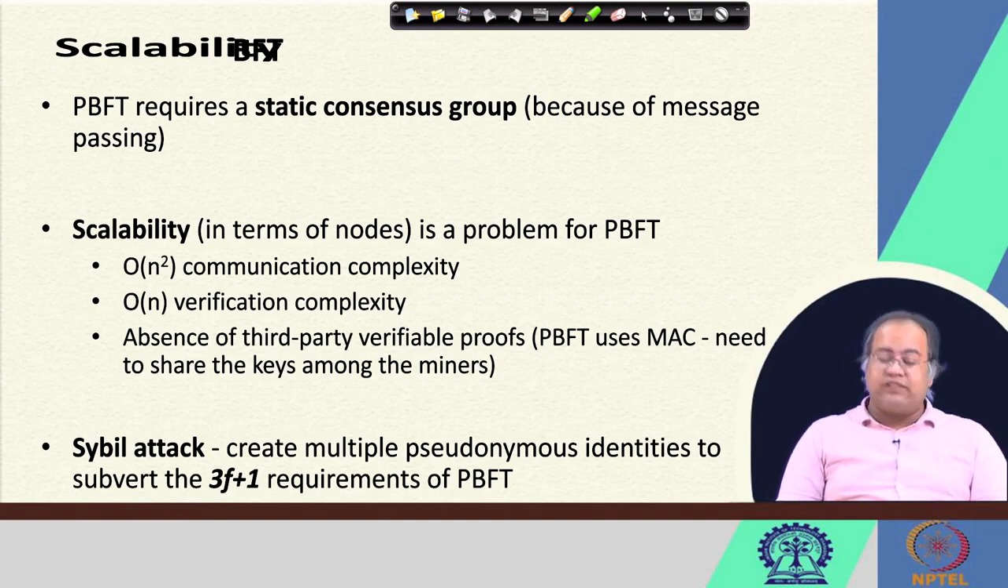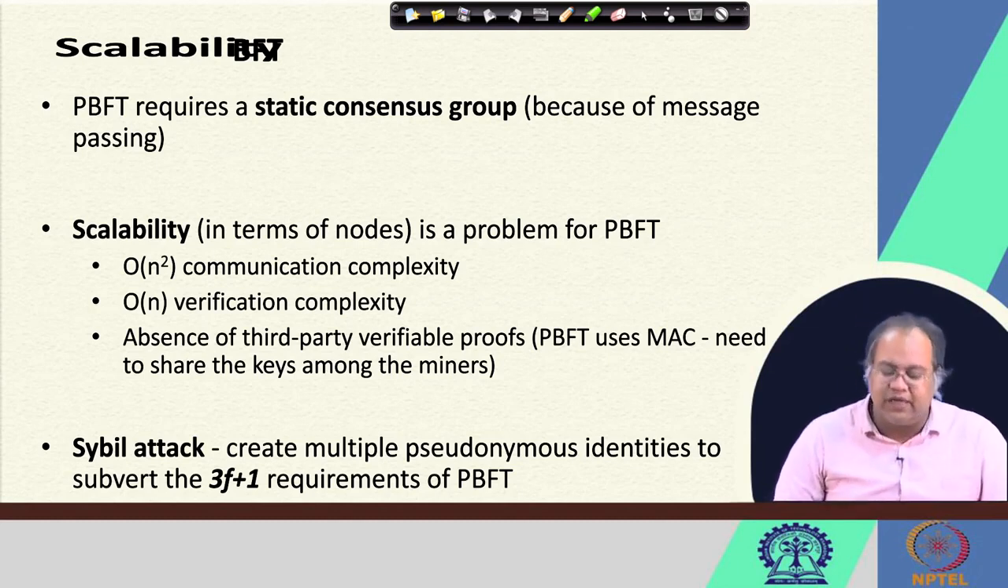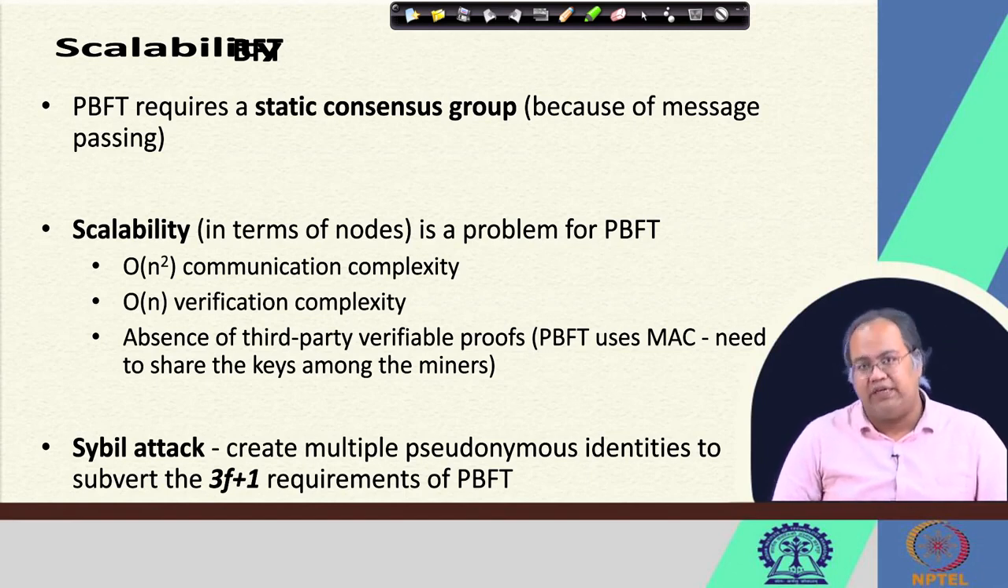Another issue is the Sybil attack. If I think of a set of PBFT verifiers which form a static or fixed consensus group, what might happen is that a malicious node can create multiple pseudonyms or pseudo-anonymous identities to subvert the 3f+1 requirement of PBFT. And all these problems are coming because I am going to select a subset of all the users who are going to work as PBFT verifiers.